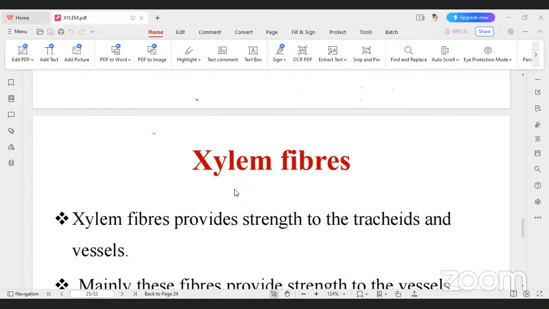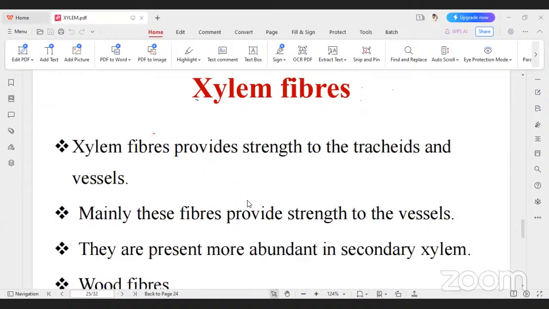And in terms of pits, what type of pits are present in both? Simple pits are present in vessels, sir. Right. Bordered pits are present in tracheids. Tracheids are majorly found in which plants? Pteridophytes and primitive gymnosperms. Right. And vessels are majorly found in angiosperms, except Dracaena.